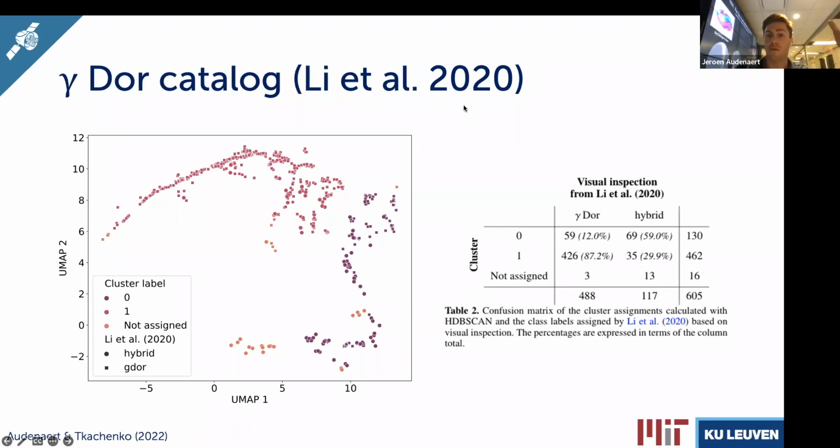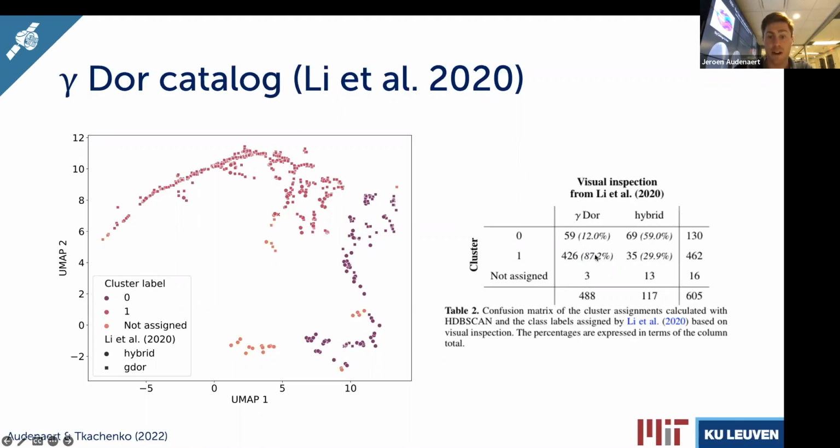But in the end, the goal is, of course, to apply this to the gamma dors that are returned by our supervised classifiers. What we'll do is we'll take those gamma dor stars and then run our methodology on that. But here we validate it based on an existing catalog, because then we could also check whether the labels were correct or not, of course.